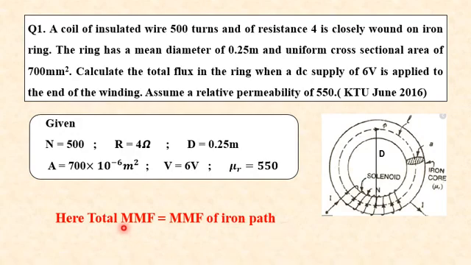Substituting for total MMF and MMF of iron path, we will get Ni equal to phi into S, where N is the number of turns, I is the current, phi is the flux, and S is the reluctance of iron path. In the question, we have to find the flux in the ring. So finding the flux, we have to find total MMF Ni, as well as we need to calculate the reluctance S. Now let's see how we can find these parameters.